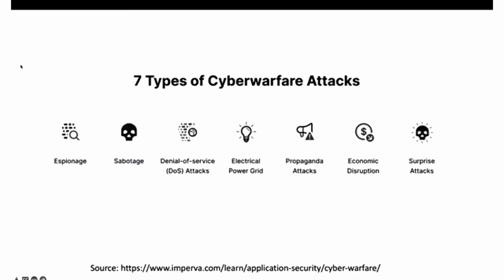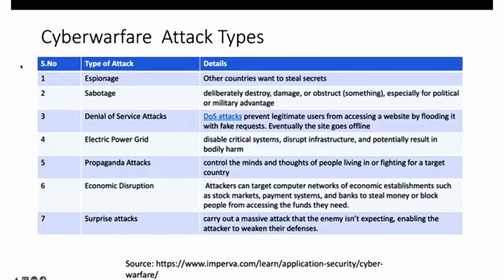Now there are typically 7 types of cyber warfare attacks: espionage, sabotage, denial of service, electrical power grid, propaganda attacks, economic disruption, and surprise attack. Let's look into what these are. Espionage, as most of you would know, is one of the oldest methods to steal secrets from one country. Sabotage is then using that information to destroy, damage, or obstruct for political and military advantage.